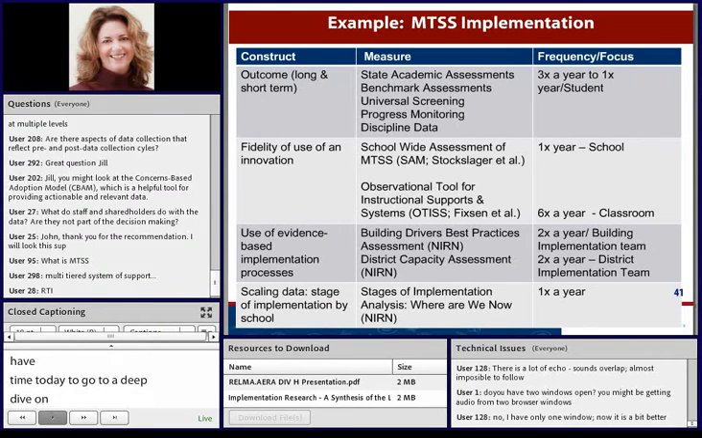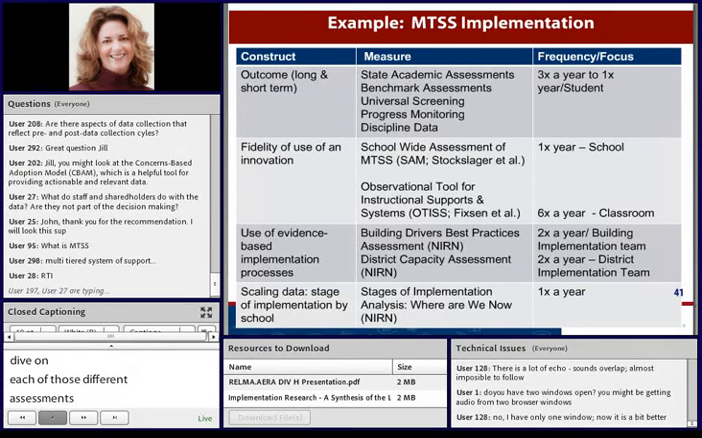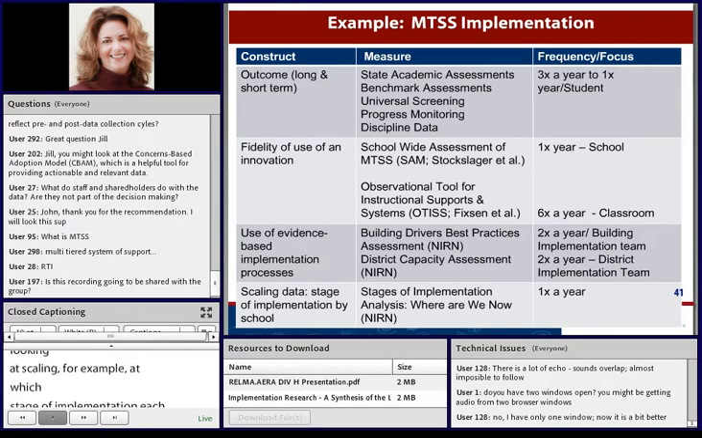And then finally, if we're looking at scaling, for example, at which stage of implementation each school is at for MTSS, we could use the stages of implementation analysis, or Saldana and Chamberlain also have a stage tool that can be used as well. So this is just one example of an evaluation plan being informed by implementation science.